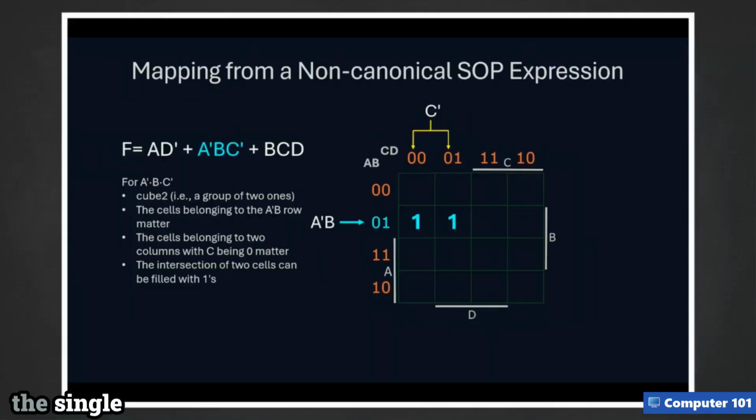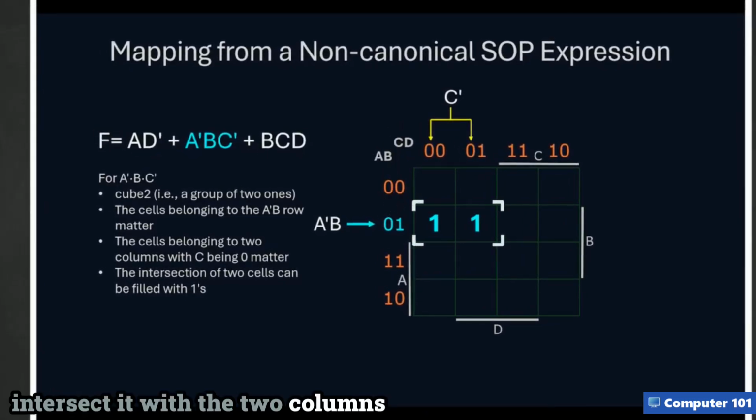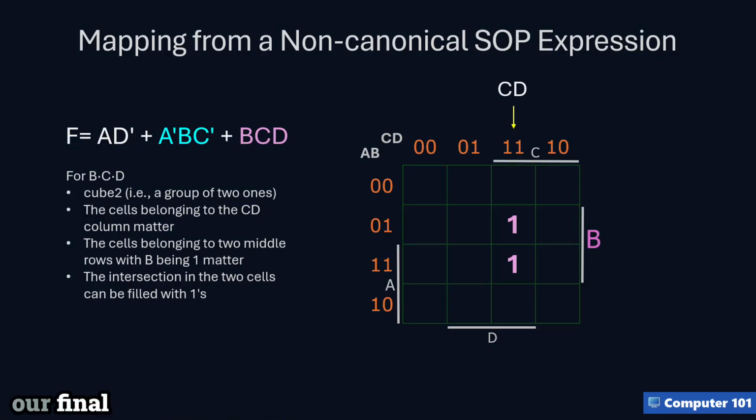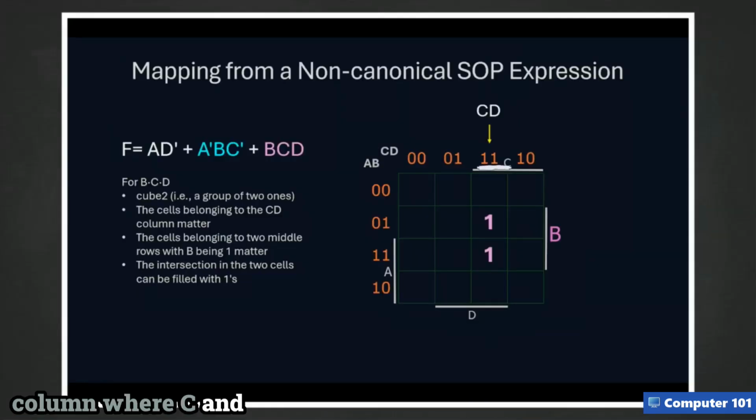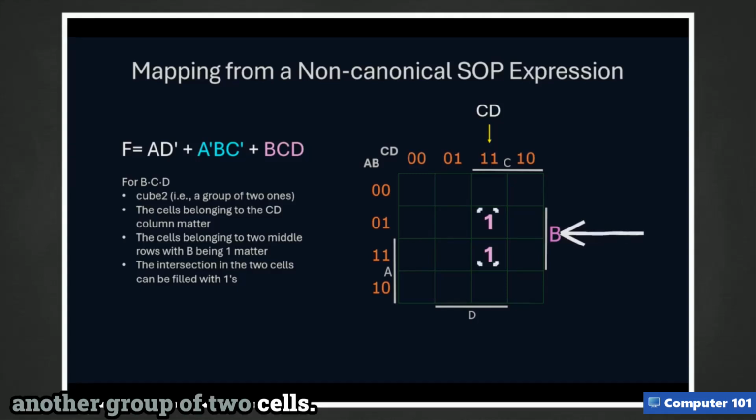This image shows the next term, not A and B and not C. We find the single row where A is 0 and B is 1, and intersect it with the two columns where C is 0, creating a tighter group of 2 cells. This chart shows our final term, B and C and D. We find the single column where C and D are both 1, and intersect it with the middle 2 rows where B is 1, forming another group of 2 cells.